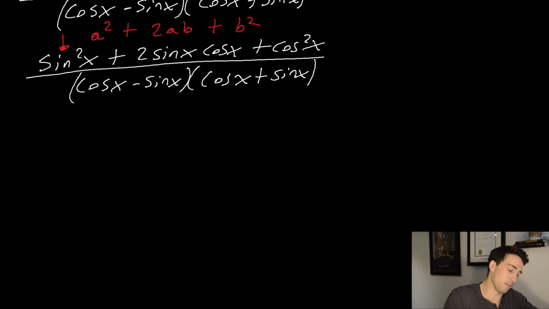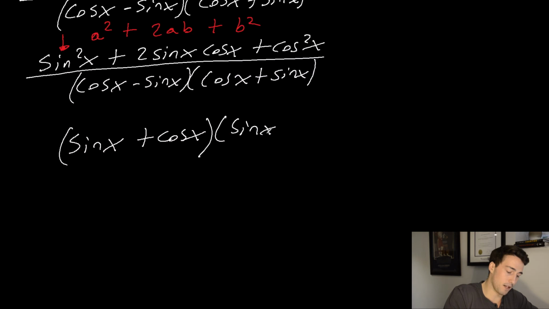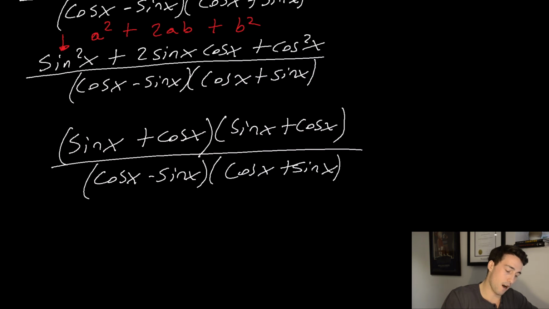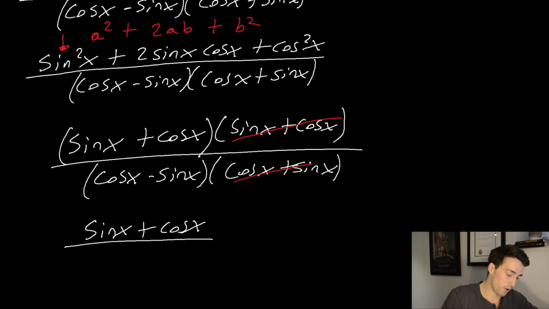So here, this can be summarized as sine of x plus cos of x, and then I'll just rewrite it. It could be squared, but I'm going to rewrite it as sine of x plus cos of x over everything down here, cos of x minus sine of x, and then multiply cos of x plus sine of x. Now I think you can see that the numerator and denominator can cancel. Then we'll have sine of x plus cos of x over cos of x minus sine of x.